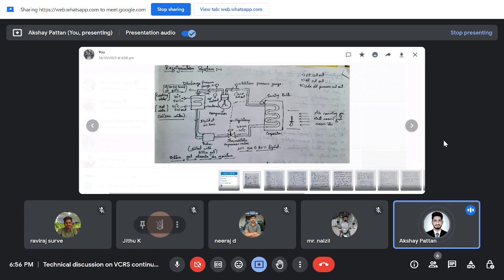After that, it goes to the thermostatic expansion valve, where there is a sudden drop of temperature and pressure because the thermostatic expansion valve acts as an orifice. That's why the temperature and pressure of R134A at the thermostatic expansion valve is around 1 bar pressure and the temperature is around 4 degrees Celsius. So is this clear or is there any doubt in this?